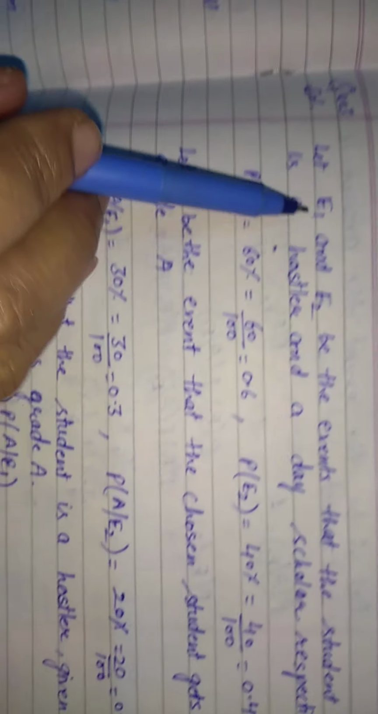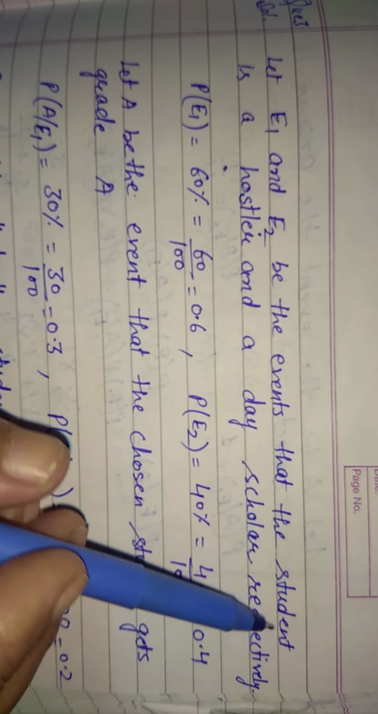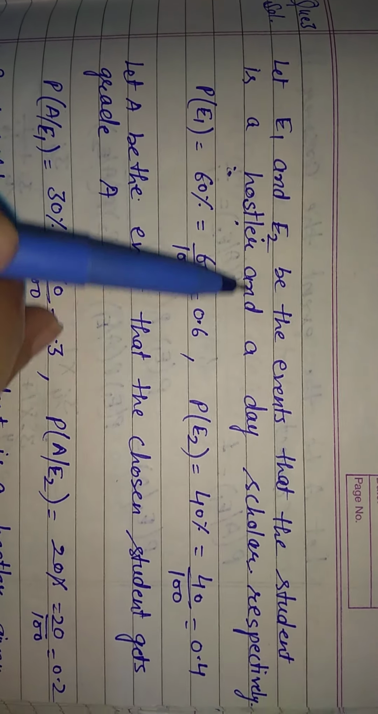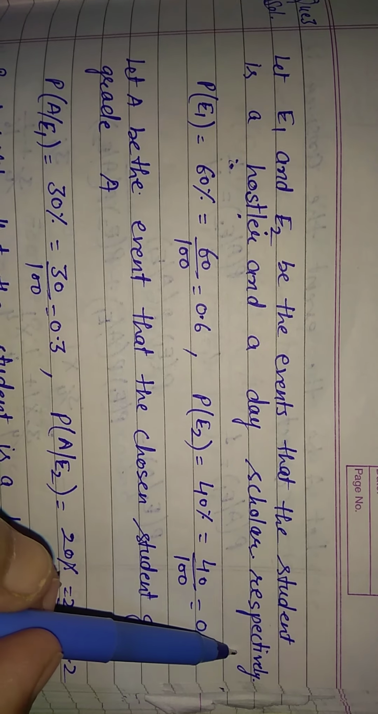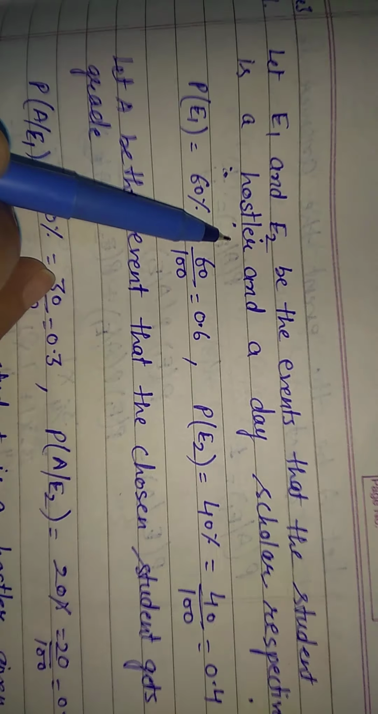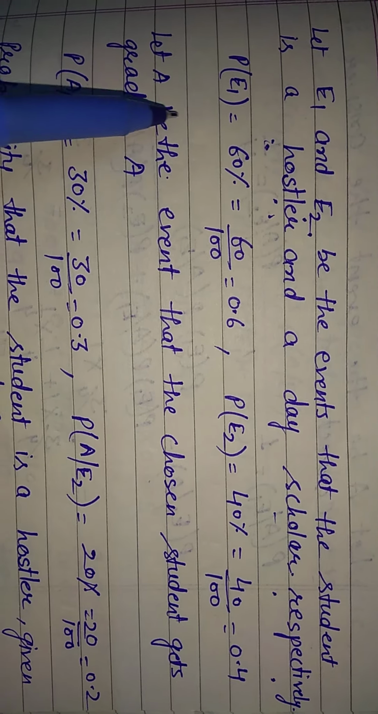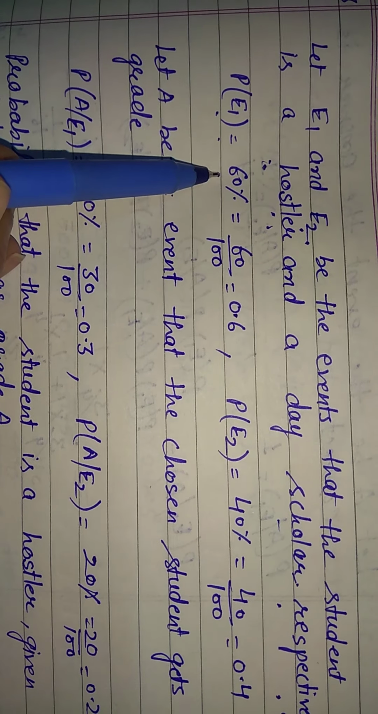Look at this question. Firstly, we will take E1 and E2 to be the respective events that the student is a hostler or a day scholar respectively. Okay, E1 is the event that the student is a hostler, and E2 is the event that the student is a day scholar. So what is P(E1)? That is 60%.